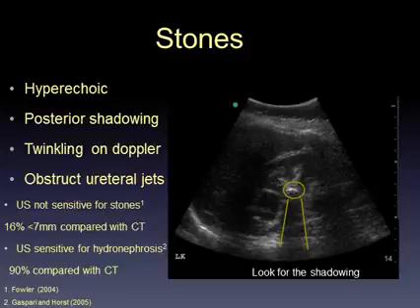This stone, of course, is lying in the kidney. In fact, this is a staghorn stone, and you can see the stone material going into the calyces here. And this stone would not cause any hydronephrosis as it is not far enough down the collecting system to block the urine.